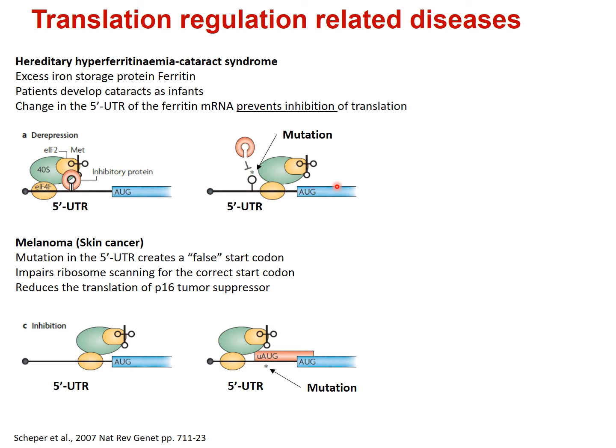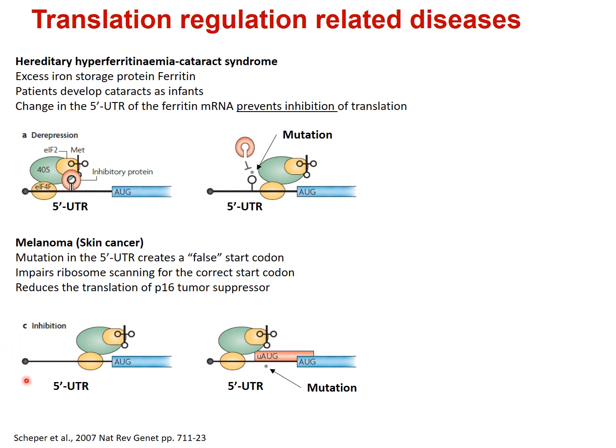And then there are some melanomas, skin cancers, where mutations in the 5' untranslated region create false start codons. This impairs the ribosome scanning for the correct start codon. It finds false start codons. And this reduces translation. When this happens in particular transcripts, the one for the p16 tumor suppressor, it reduces the translation of that. That protein is usually involved in suppressing tumors. And now if that's not made as much, tumors have a greater chance to proliferate.